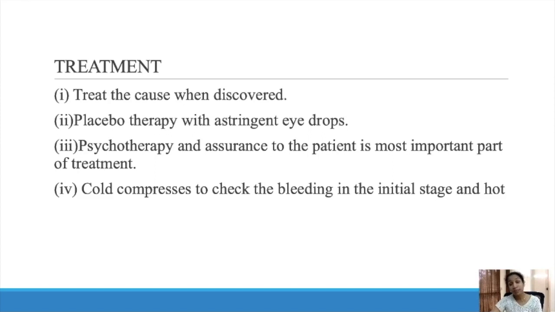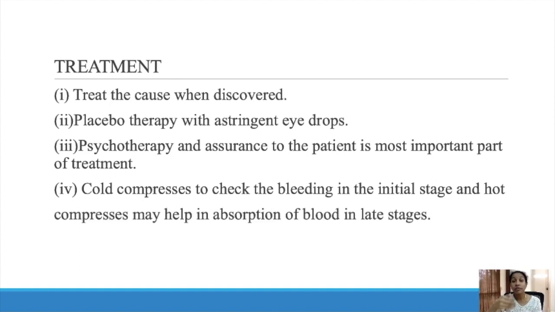Cold compress to check the bleeding in the initial stage. In the initial stage, we can give cold compress so that the bleeding will stop. After that, we have to give hot compress. It will help the absorption of blood in the later stages. So these are the treatments for subconjunctival hemorrhage. First we have to treat the underlying cause, then placebo treatment can be given, and the main thing is assurance to the patient. And we can give cold compression to stop the bleeding, and hot compression for the absorption of the blood in the late stages.